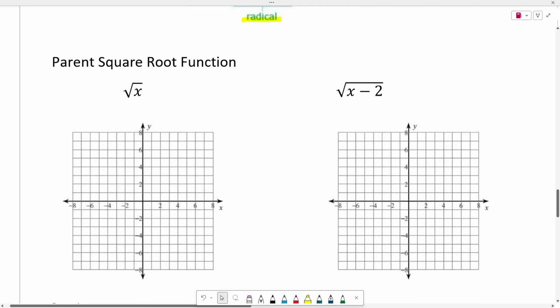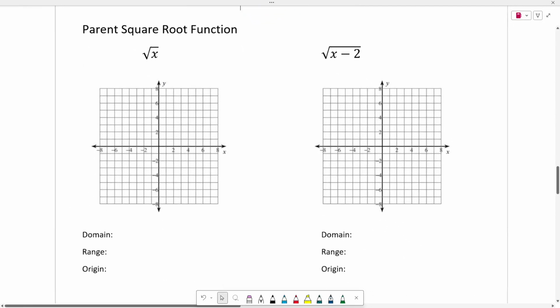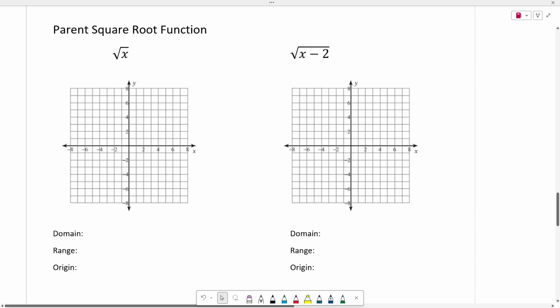So looking here, our parent function for a square root function is the square root of x. So we treat this like it's y equals the square root of x. If I was to make a table, put some x's and some y's here, I'm going to start off with 0. I'm not going to start with negative numbers because that will put me in the realm of imaginary numbers, and we're not graphing imaginary numbers. We're only dealing in the real world right now. So I start with 0.